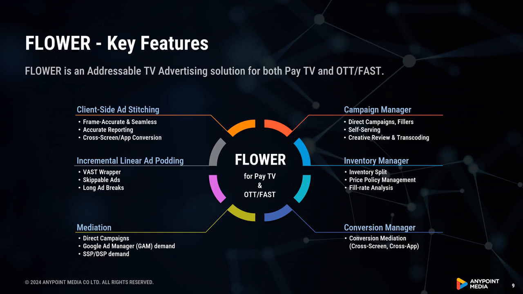I won't go into too much detail here, but some of the key features is that we do client-side ad stitching, so it's frame accurate and seamless. And again, because it's on the client side, we can actually do accurate reporting based on the impressions, the complete views, and whatever actions that follow. We do what we call incremental linear ad podding. Using VAST wrappers, we can also incorporate skippable ads and, again, cover longer ad breaks. I'll go over why we call it incremental linear ad podding in a later slide.